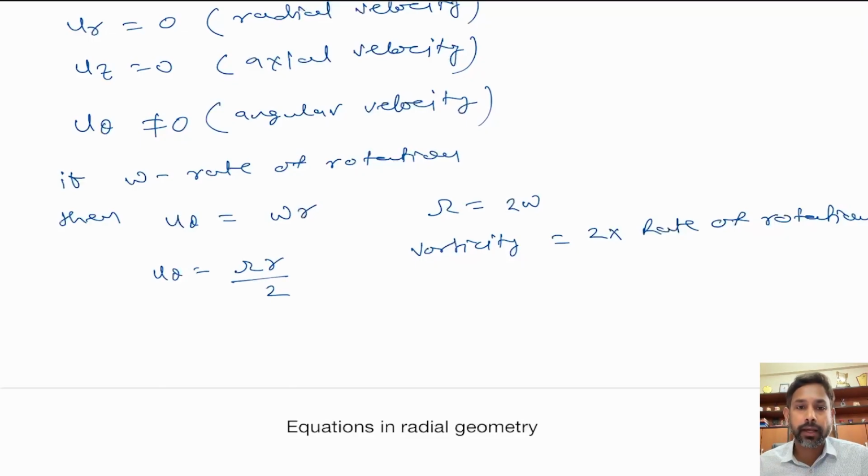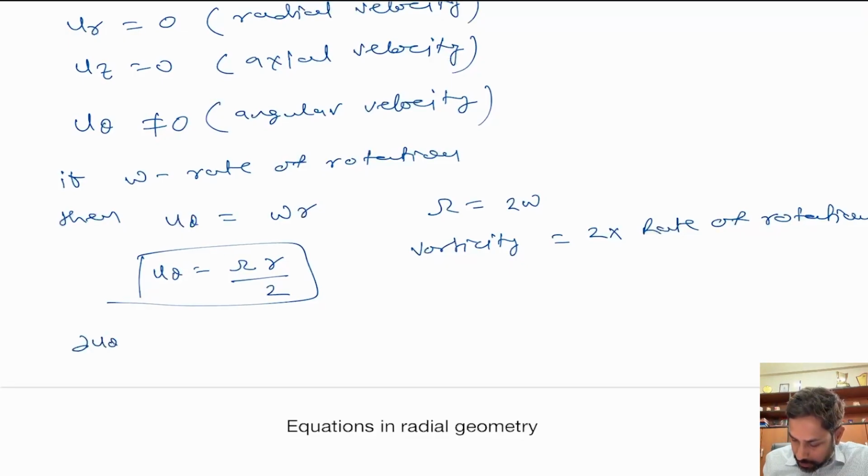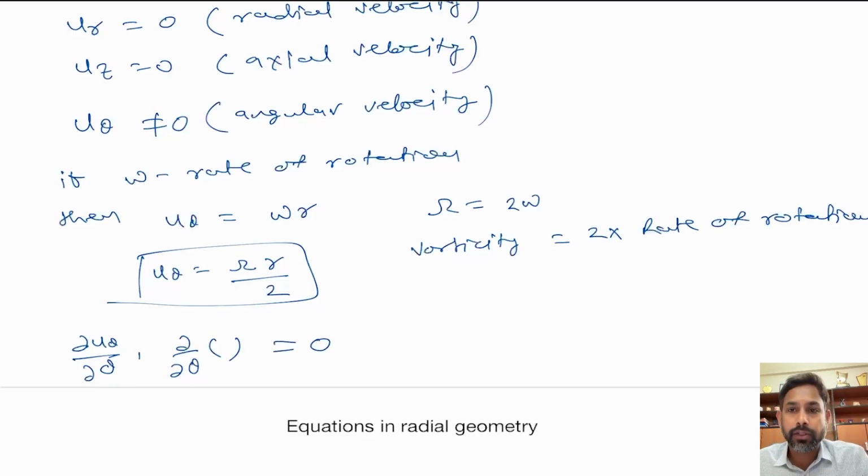So this is your angular velocity in the form of the vorticity, where omega is the vorticity. Okay, so that is what we have. And now, we have got u theta, but how about d u theta by d theta, or anything inside d theta? This parameter will simply be 0, because we are assuming that the flow is fully developed, and whatever velocity we have in the angular direction is a constant velocity.